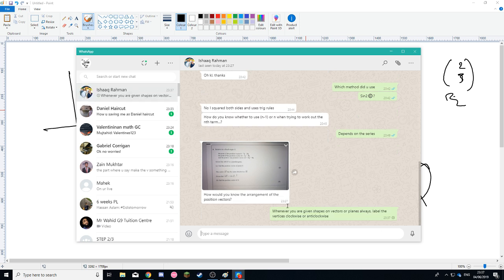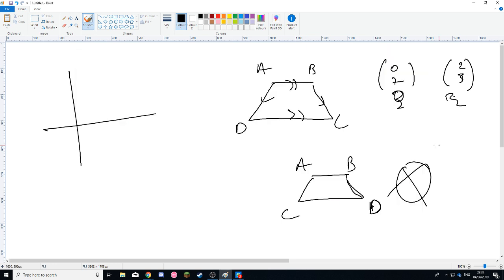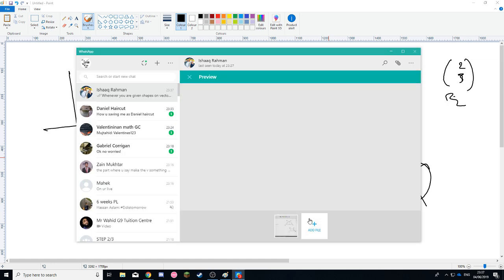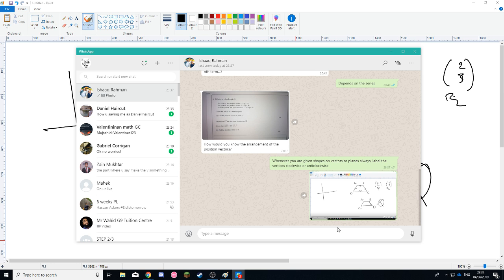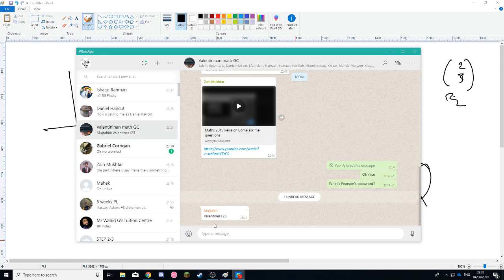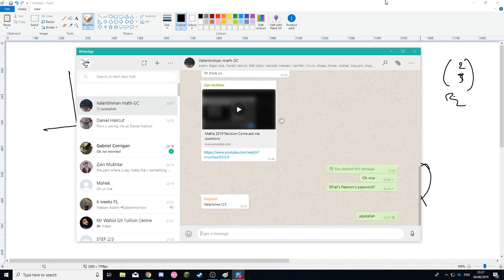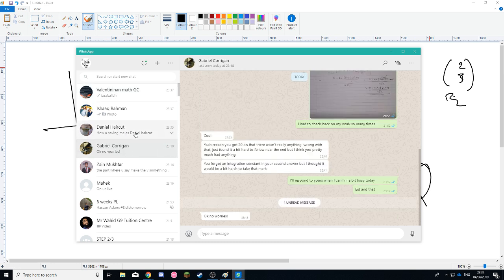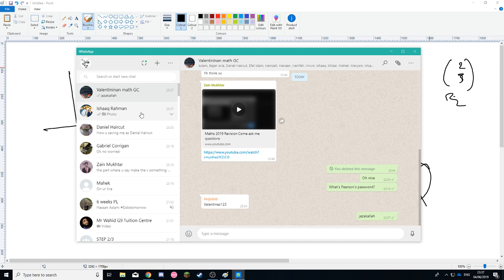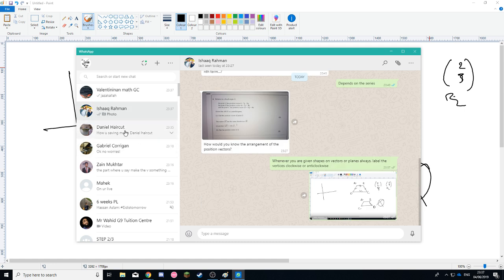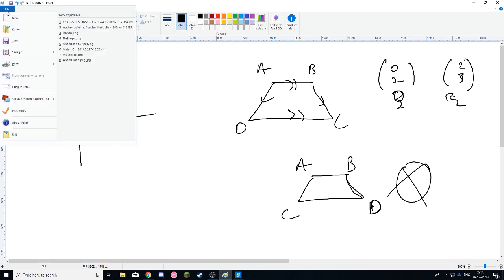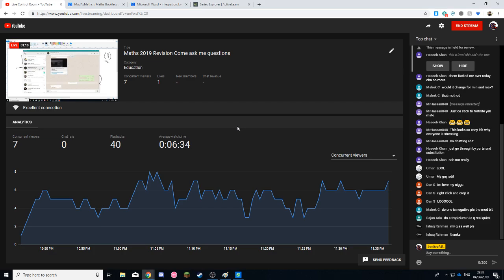I didn't even send it. Crap. When we're given shapes and vectors or planes, always label the vertices clockwise or anti-clockwise. Print screen. Does that work? Chase. He's gonna look at the rest of the gibberish and think, what the hell's going on? Come. Who had a question? Oh, Bejan, Bejan. My bad. Sorry. You even there? Yeah. Oh, Ishak. Oh, you're on live stream.